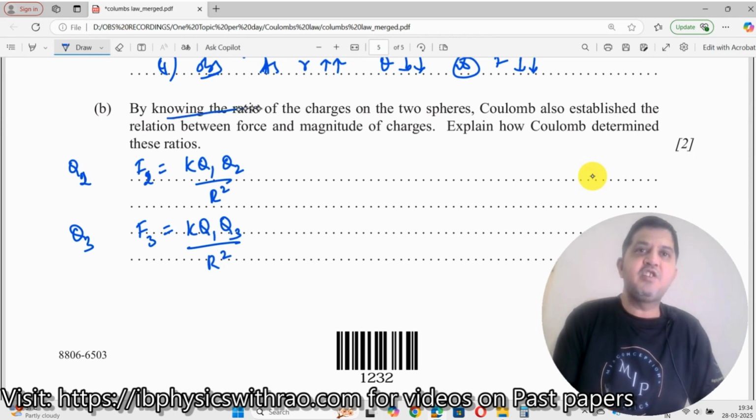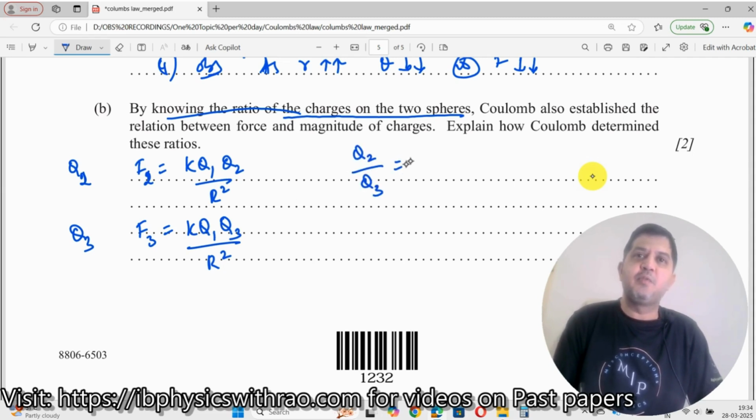By knowing the ratio of the charges on the two spheres, okay, now what I do is, I find out the ratio. How do I find the ratio? I know that Q2 by Q3 is already known to me. So if it is known to me, then establish how Coulomb determines this ratio. Explain. Coulomb also established the relation between force and magnitude of charges. Explain how Coulomb determines these ratios. So what we do is, you just find out the ratio of these two.